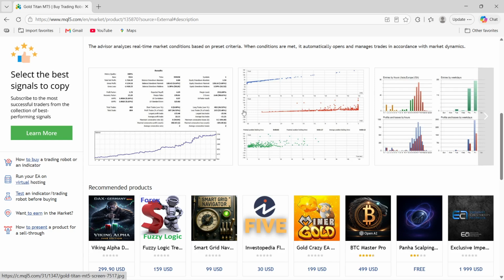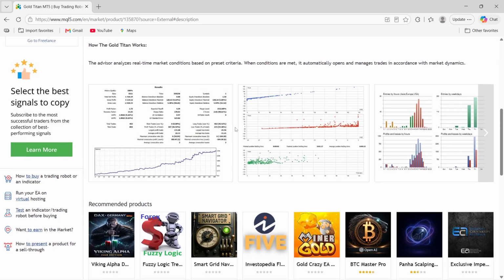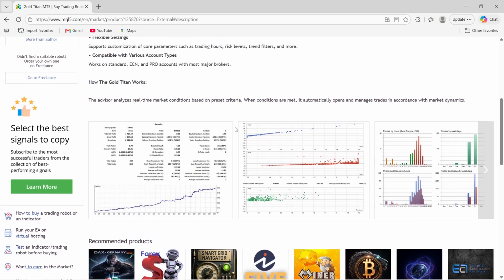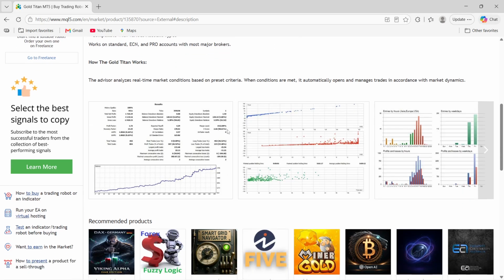As for the nuances, gold experiences large gaps and spikes around news. Spreads and slippage on XAUUSD can be significant. Overoptimization is common with gold systems. In practice, any gold EA requires a low spread broker, VPS, and very tight risk control. Large drawdowns can wipe accounts quickly.